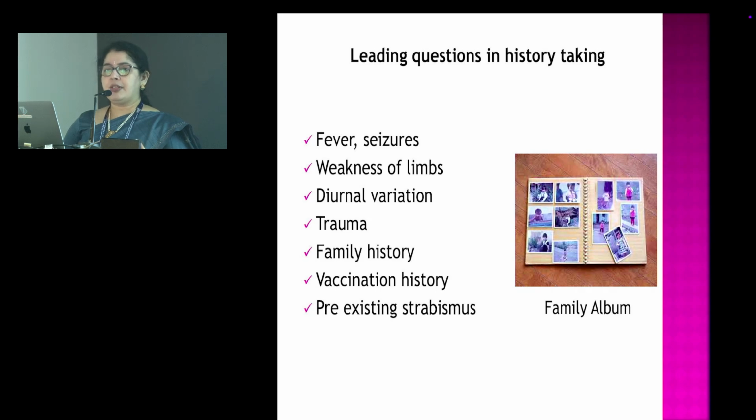Family history of diseases like neurofibromatosis, vaccination history, pre-existing strabismus, and a family album is definitely worthwhile looking into. It's even called a family album tomogram, to look at head tilt and all, which was present from early childhood.